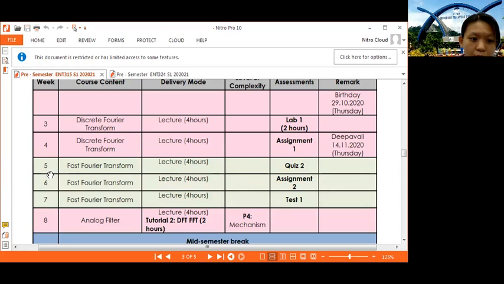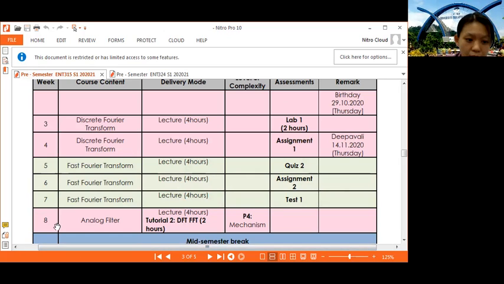Then week 5, we will have FFT. So now we will have quiz 2. Quiz 2 covers chapter 1 and chapter 2, so introduction of signal processing and also DFT. Then we will have assignment 2, which also covers chapter 1 and DFT. And we have test 1 in week 7. Week 7 is DFT, so we have test 1. Test 1 will cover up to chapters 1, 2, 3.